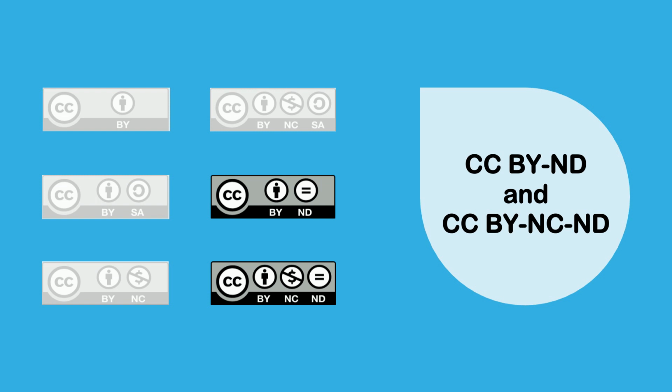The 2 licenses that include the ND, or no derivatives element, are the most restrictive of the licenses. Derivatives are where you make a new work based on an existing one, such as a translation of a novel. Material that is licensed under ND can usually only be shared or used as is.